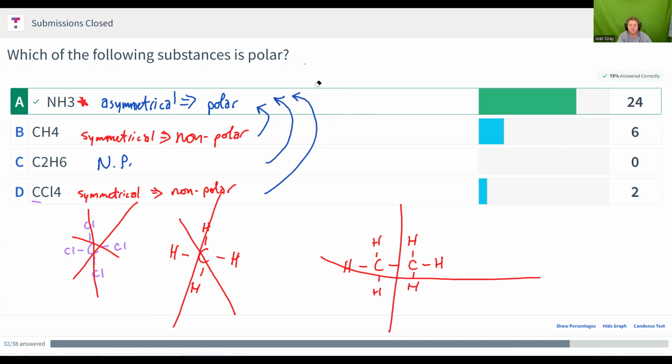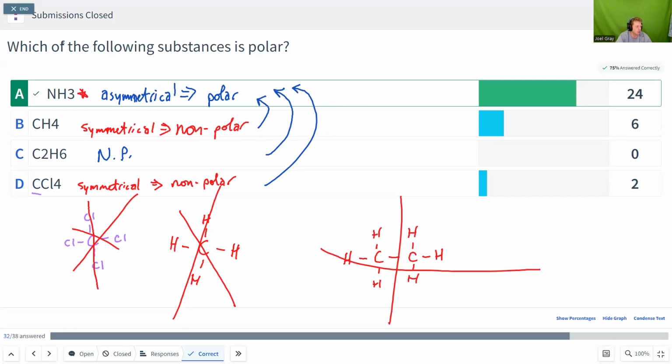No, none of those will dissolve in NH3 because NH3 is polar and CH4, C2H6, and CCl4 are all nonpolar compounds. So those are bad candidates to dissolve in NH3.